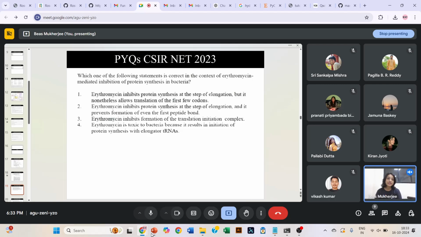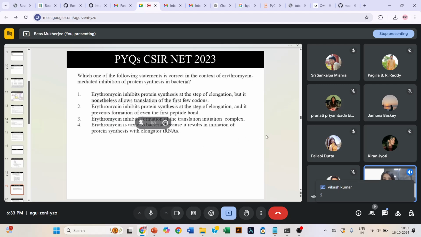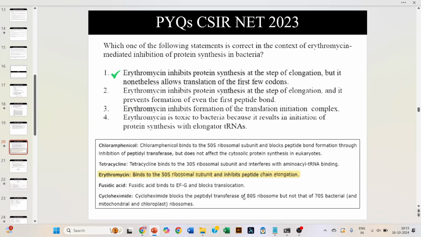What does erythromycin do in bacteria? Mode of action of the antibiotics and class of the antibiotics. These two you must remember. Antibiotics are possibly having 5 different classes. 2. Okay, so you're saying that 2 is the right answer. Erythromycin inhibits protein synthesis at the step of elongation and it prevents formation of even the first peptide bond. Okay, let's see which is the right answer.